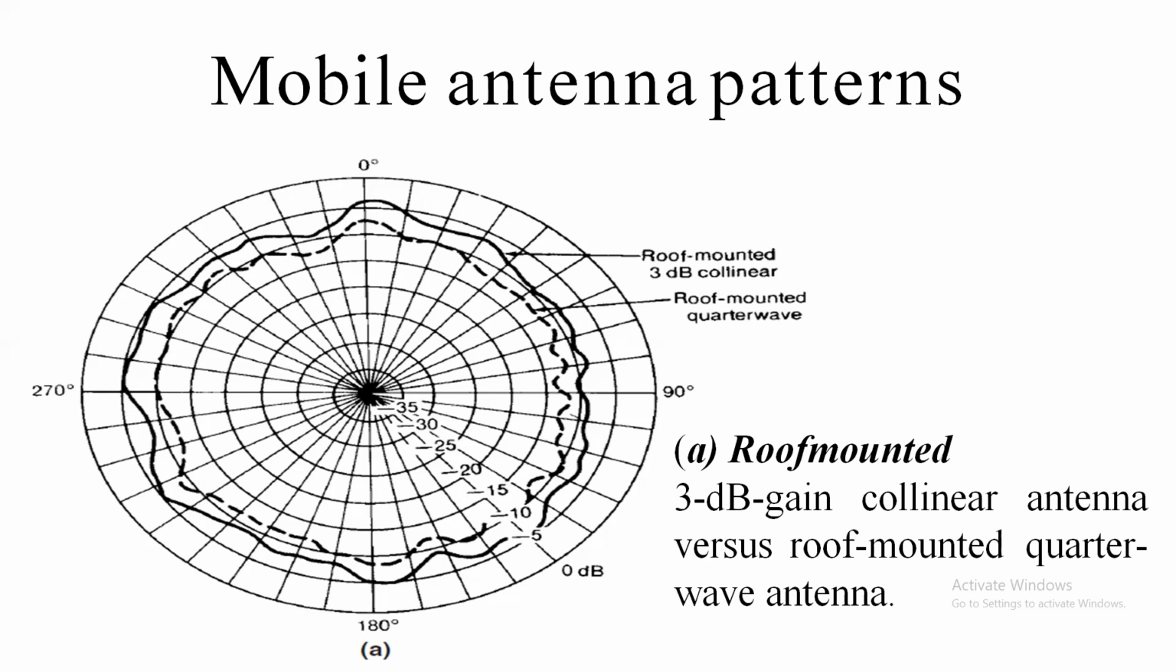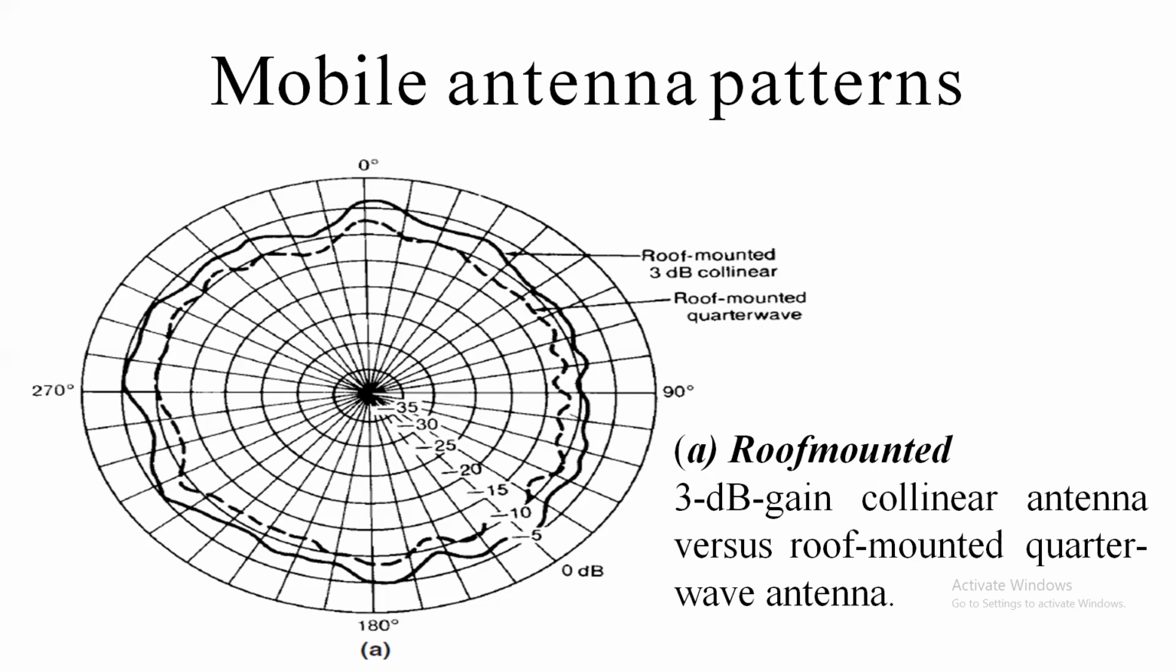It is a 3 dB gain. The roof mounted collinear pattern is one, and the other one is the roof mounted quarter wave antenna, the quarter wave pattern, right? Generally, the cell site antennas are very high compared to the broadcasting antennas, right? The roof mounted antennas have a 3 dB gain.